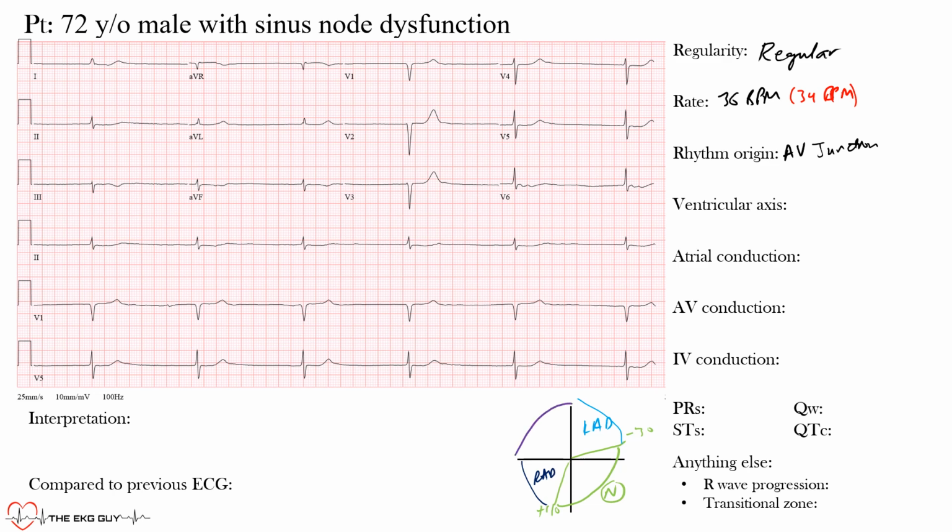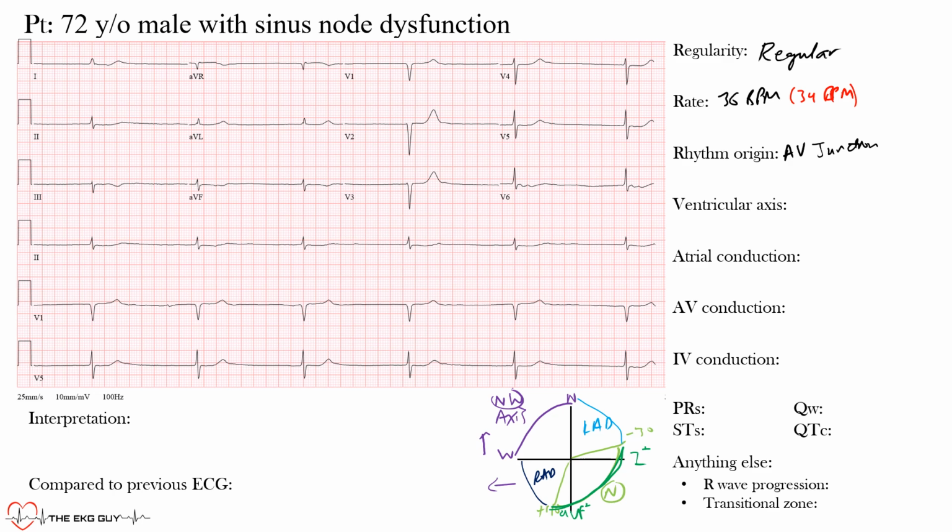And this region here we would call a northwest axis, because this is north and this is west, so that's where you get that northwest. Or a superior rightward, because this is rightward and up, so superior rightward axis, or no man's land. So a number of different things that you can call this. So again, we said normal is in this region here. Remember that lead 1 sits here, lead AVF sits here. That's the positive ends of those leads.